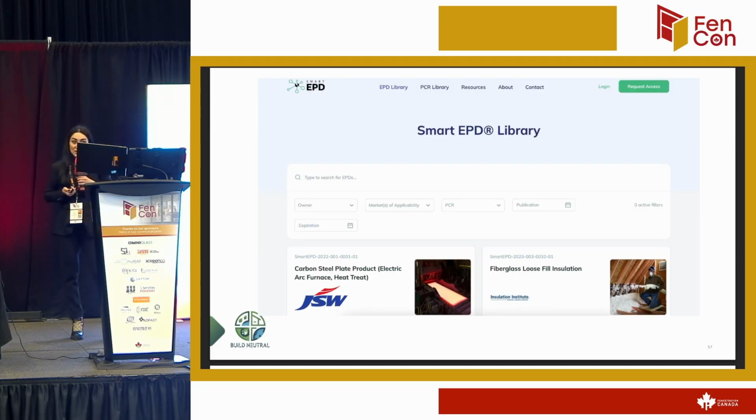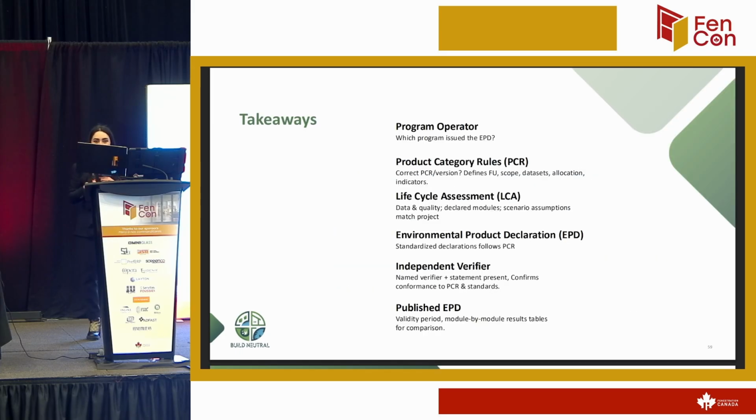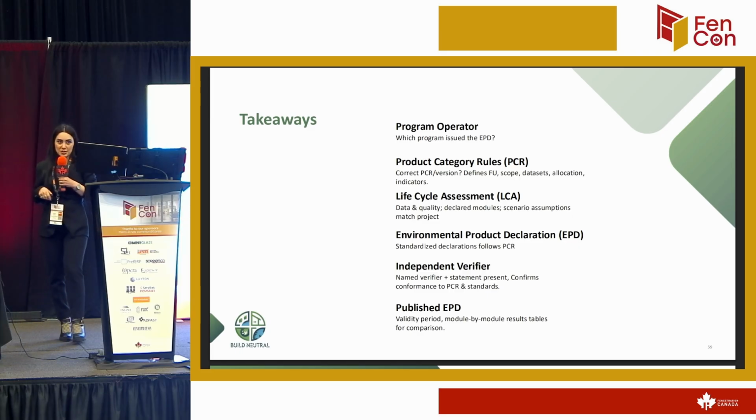And then we have the SMART EPD library, ASTM. You see published product category rules, and on the same page, when you come all the way down, they have a long list of all the EPDs they publish. Then you have to click on them to see the manufacturer, the expiry date, etc., to read the EPD.